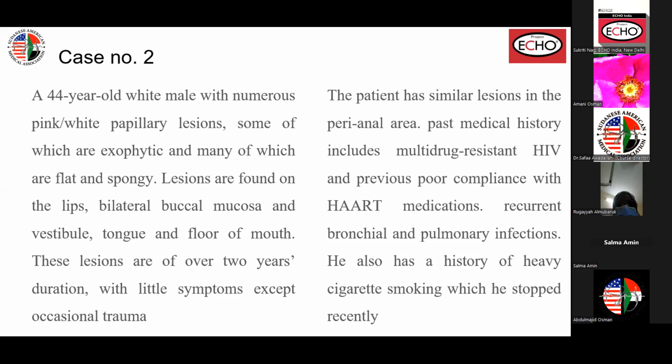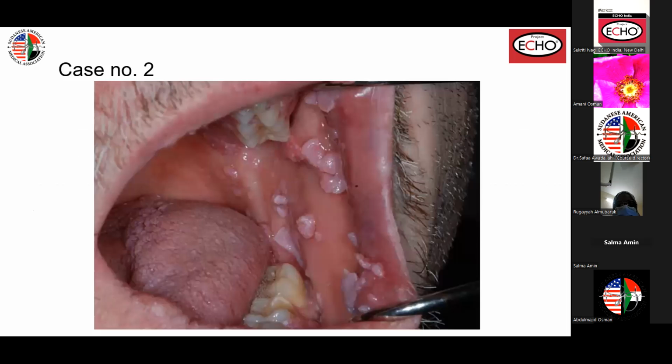There are recurrent bronchial and pulmonary infections. He also has a history of heavy cigarette smoking, which he stopped recently. Now I show you the picture of these lesions, the clinical presentation. You can see that the patient has multiple lesions covering the lips and the buccal mucosa.